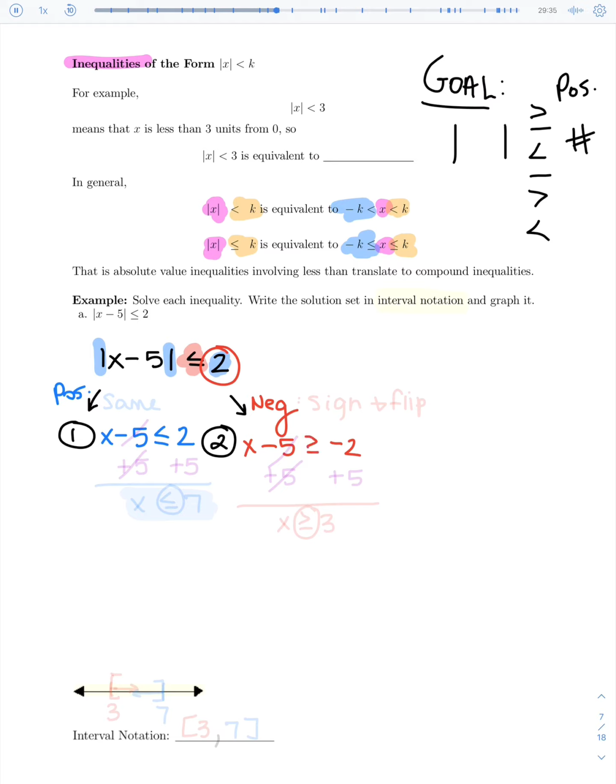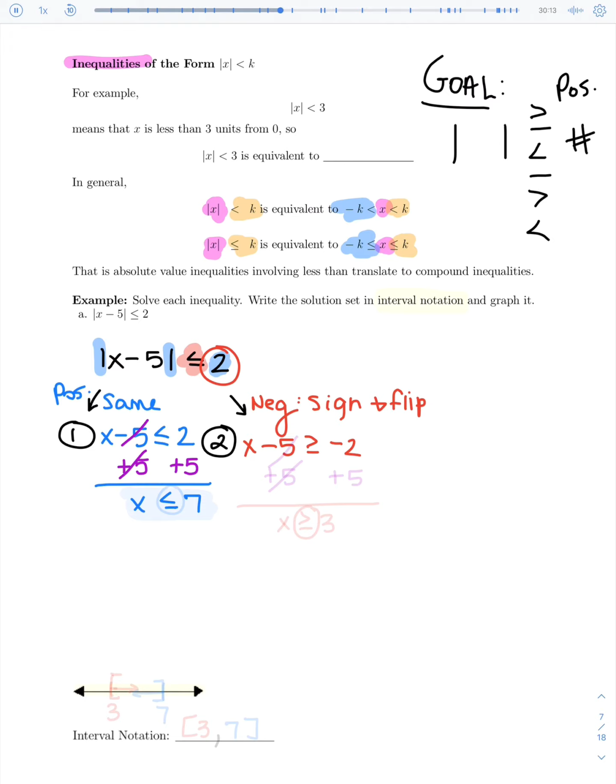So, when we've got our positive version, everything stays the same. When we've got our negative version, we're doing two things. We're switching the sign, and we are also flipping the inequality. So we're doing two things here, so we need to be a little bit careful. So we'll start by looking at the first inequality, which we'll start by adding 5 to both sides of the inequality, which will give us x is now less than or equal to 7.